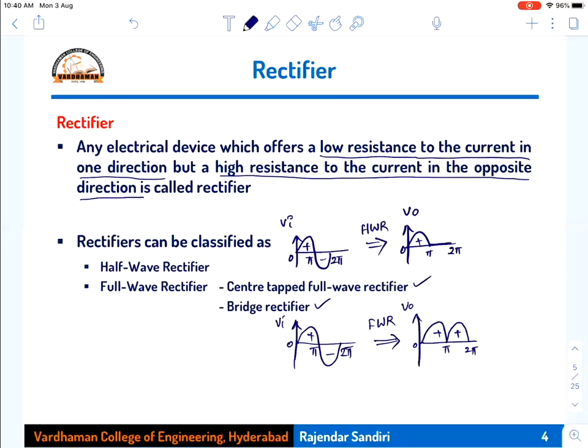the middle of the secondary winding is connected to ground, so that the secondary winding is converted into two windings. Each winding is provided with one diode, so that one diode will take care of the positive cycle and the other diode will take care of the negative cycle. Both diodes will conduct for half of the cycles each, so that across the load you will get the full cycle.